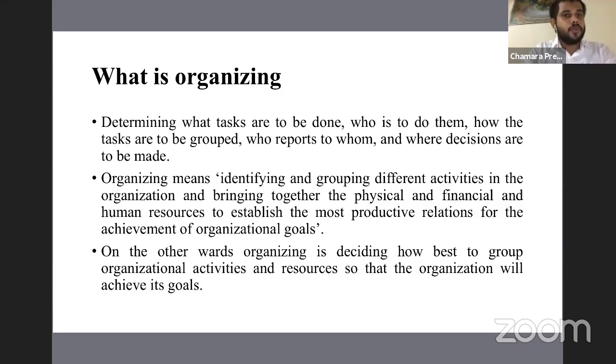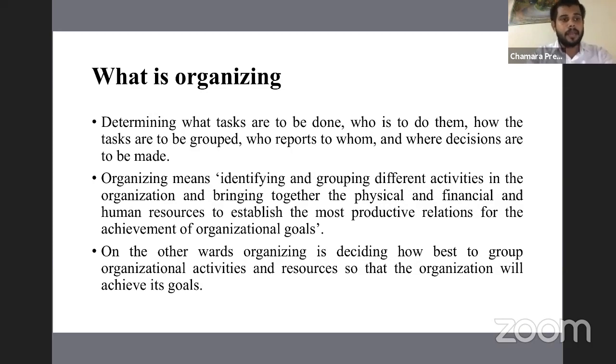Right. And who is to do them, how the tasks are to be grouped, who reports to whom, and where decisions are to be made. Right. So that's what we mainly do in the organizing stage. Organizing means identifying and grouping different activities in the organization and bringing together the physical, financial and human resources to establish the most productive relations for the achievement of the organizational goals. So why we do all these things and all this allocation is to ultimately achieve the organization's goals, right?